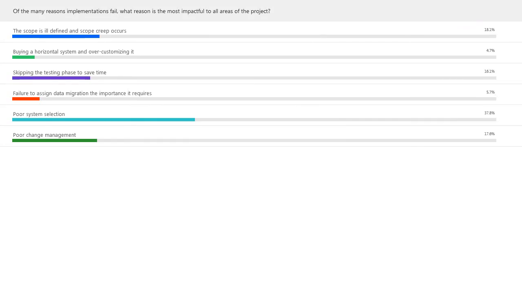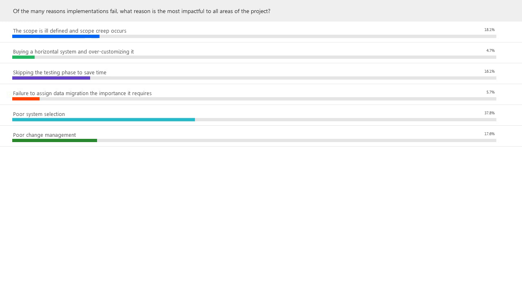Well, I'm glad 37.8%, who are the majority here, agree that poor system selection is the most understated reason why ERP implementations fail. And as we've been discussing, this has been the focus of our conversation today. I believe if that foundation is wrong, everything else you build upon it will be on shaky ground.